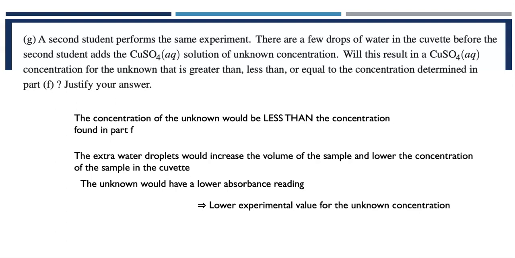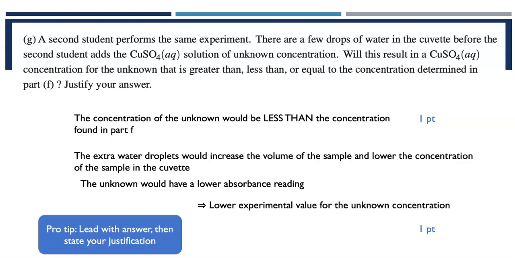This part of the question was worth 2 points. 1 for your claim that the concentration of the unknown is less than, and 1 for backing it up appropriately. The College Board has a real emphasis on experimental error. Here's something that happened. Would it make your answer bigger, smaller, or the same? And why? This is a classic example of that. Another word to the wise. With these kinds of questions, lead with your answer. It's greater than, less than, equal to, whatever you think it is, and then why you think that is. So lead with the answer and then state your justification.